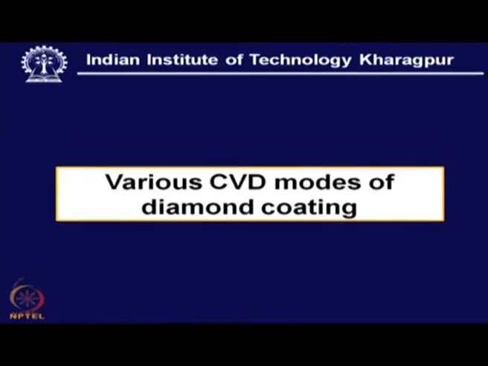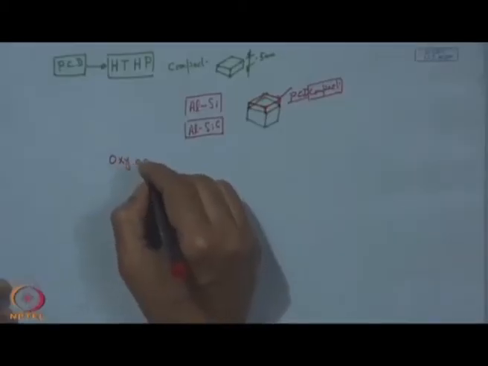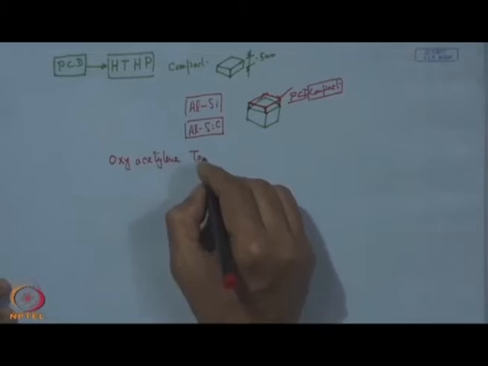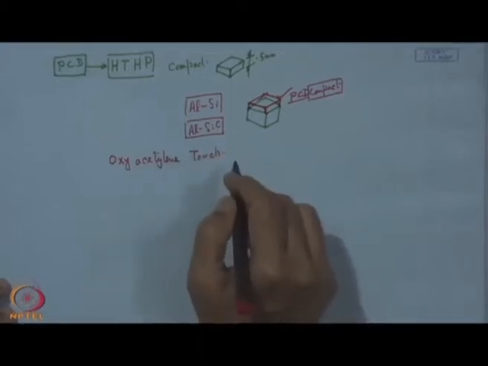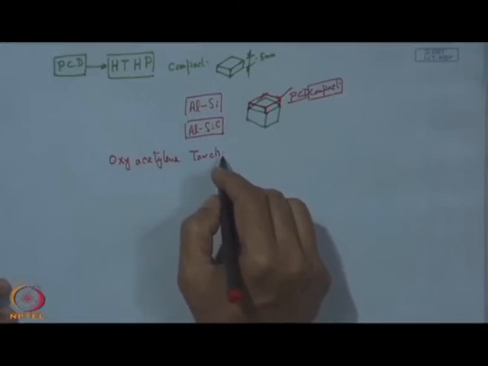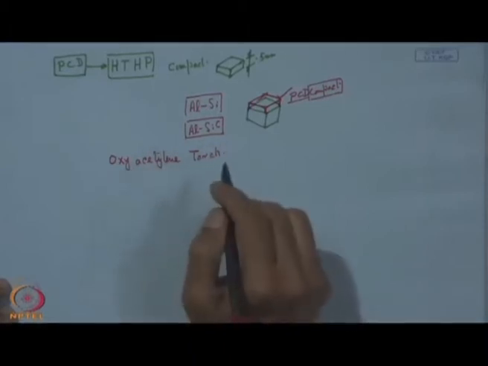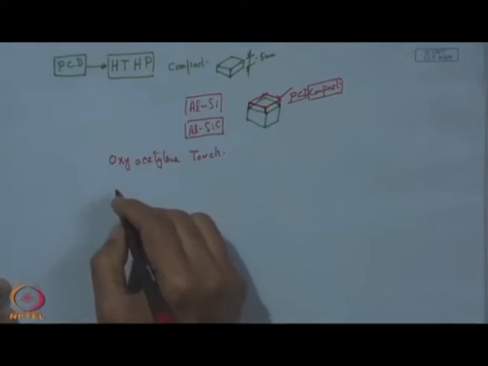Now, here to make it happen, that means low pressure synthesis of diamond coating, we have various ways of doing the thing. Say number 1, we have oxyacetylene torch. This oxyacetylene torch or oxyfuel torch can be used for extraction of diamond from this fuel oxygen mixture. So, this is one way of doing the thing.